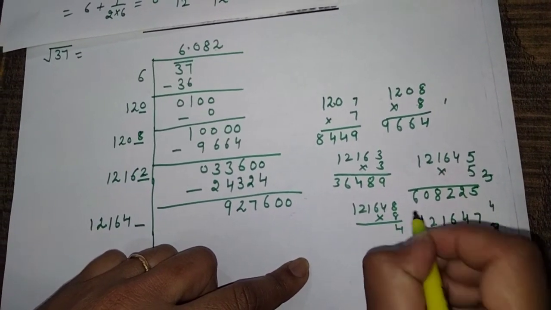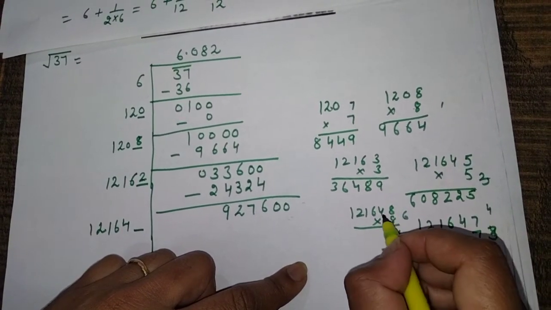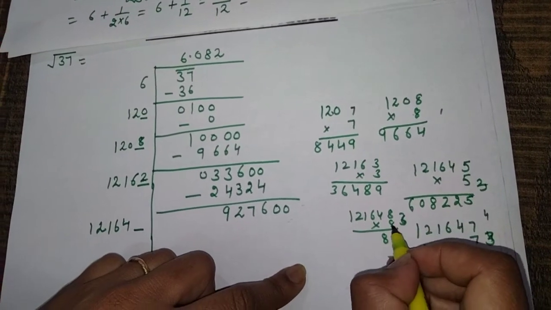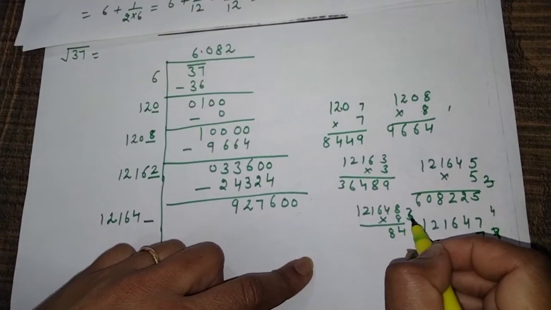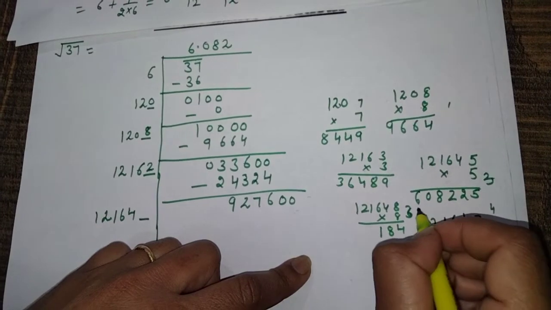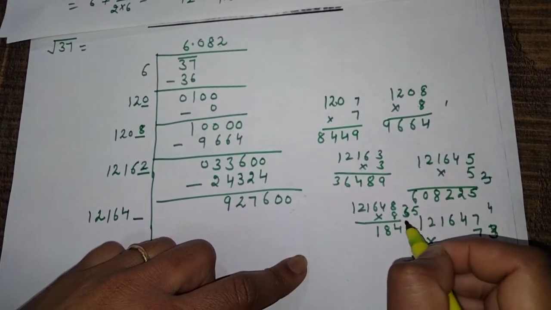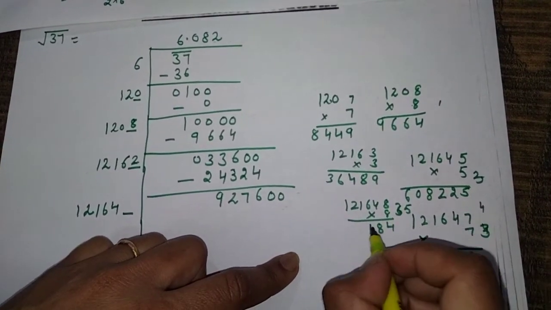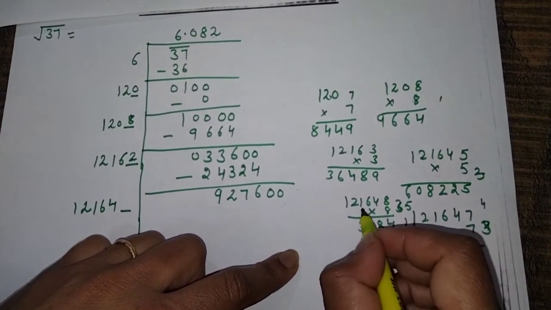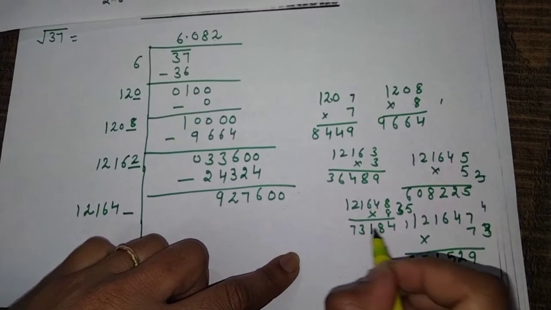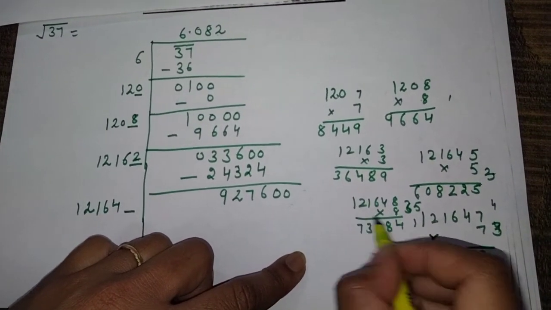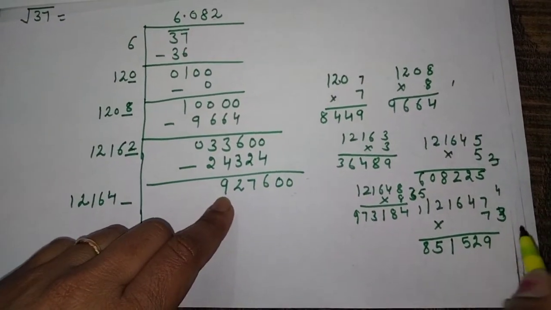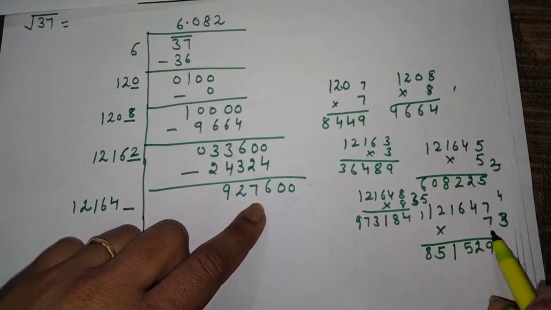8 8s are 64, 6 and 8 4s are 32, 32 and 6, 38, 3 and 6 8s are 48, 48 and 3, 51, 5 here, 8 1s are 8, 8 and 5, 13, 1 and 8 2s are 16, 16 and 1, 17, 8 1s are 8, 8 and 1, 9. So the number is greater than this number, so we will multiply here with 7.